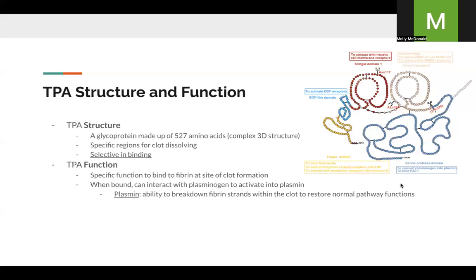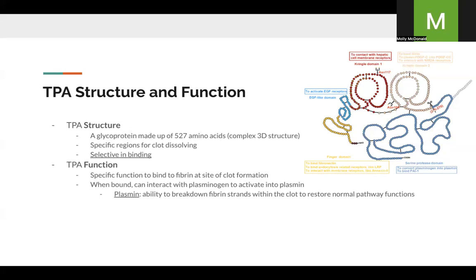So, the structure of TPA, it is known as a glycoprotein that is made up of 527 amino acids with a complex 3D structure. It has specific regions that are responsible for dissolving clots. The catalytic domain of TPA is where the interaction with fibrin occurs, and plasminogen is activated. Its structure allows it to be selective in binding, namely to fibrin, with the clots of interest and minimize any non-targets and the risk of further bleeding. And up in the right corner, you can see that is the catalytic domain.